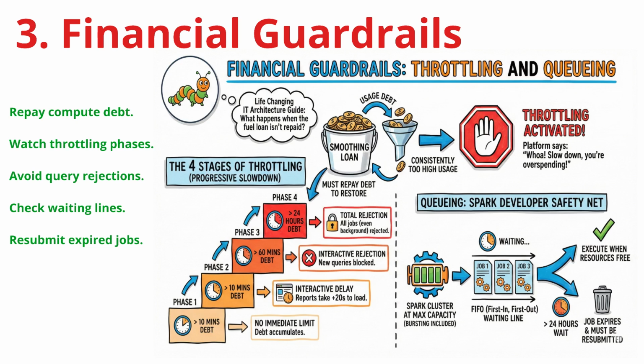If the debt persists beyond that 10-minute window, Phase 2 adds a 20-second delay to interactive reports. At Phase 3, triggered by over 60 minutes of debt, new interactive report queries are rejected entirely. The final red alert is Phase 4, where every single job, including background tasks, is rejected after 24 hours of unresolved debt. For Spark developers, queuing acts as a vital safety net, placing jobs in a first-in, first-out line rather than rejecting them immediately. Just keep an eye on the clock. If a job waits over 24 hours, it will expire and must be resubmitted.